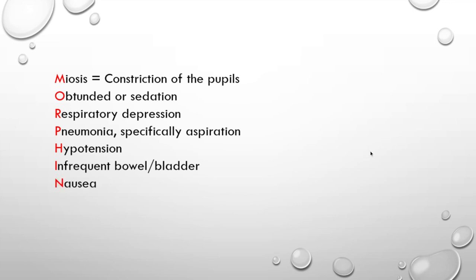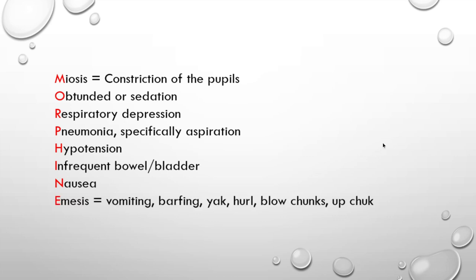So the N is nausea, and nausea can be followed by emesis or vomiting, barfing, yak, hurl, blowing chunks, or upchuck. The numerous things you can call vomiting, but emesis fits the morphine mnemonic. It seems like every medication that I'm learning about has nausea and vomiting as a side effect. Anyway, so that is morphine and the morphine mnemonic.